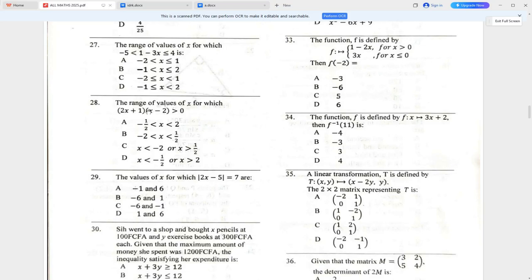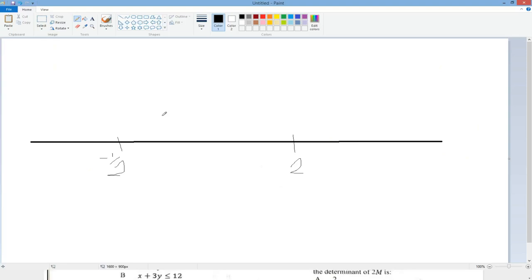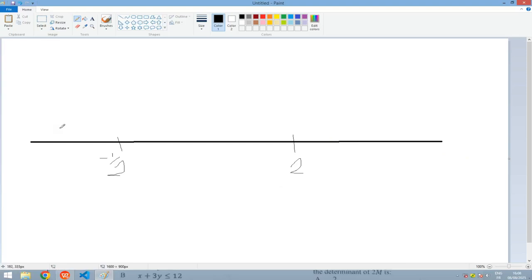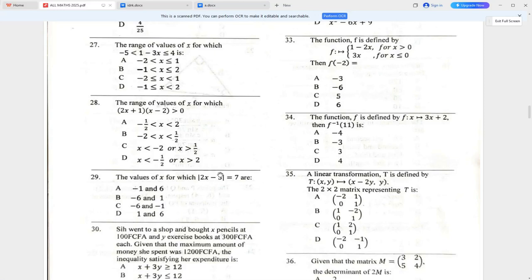Now here we have negative 2 minus 1, you have negative 3. Negative 1 times negative 3, we have positive 3, which is greater than 0. So values below negative half satisfy that inequality. Now values between negative half and 2, let's take for example 1.